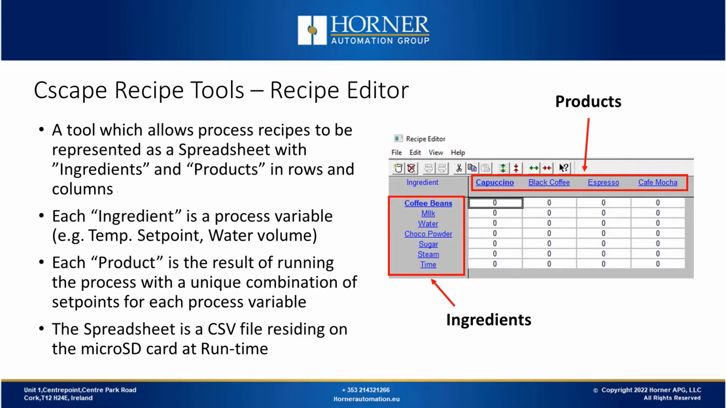The recipe editor is the main tool that Cscape uses for handling recipes. It's what allows Cscape and the OCS at runtime to handle recipes as ingredients and products in rows and columns on a spreadsheet. You can think of every ingredient as a process variable, for example, the temperature set point, water volume, pressure, etc. Then, each product is the result of running your process with a unique combination of set points for each process variable that's being managed by the recipe function. The spreadsheet being used is a CSV formatted file that resides on the microSD card at runtime.